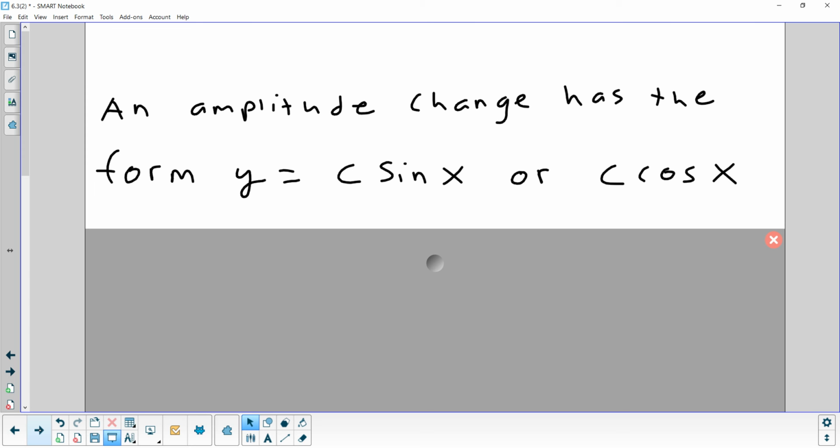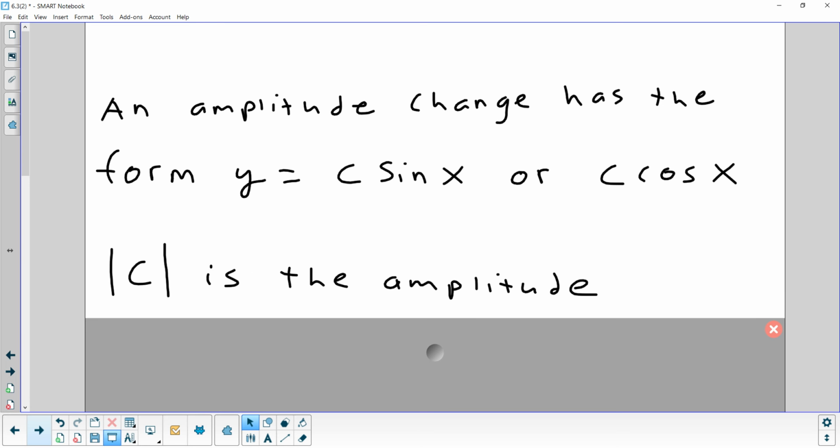And an amplitude change, as you would expect, that's a vertical stretch. And a vertical stretch is when you multiply on the outside of the function. So you have a number in front of sine or cosine. If you want to know what the amplitude is, you take the absolute value of the number in front. Only time you take the absolute value is if I specifically ask you the question, what is the amplitude? If you are sketching, you don't take the absolute value of the number in the front.